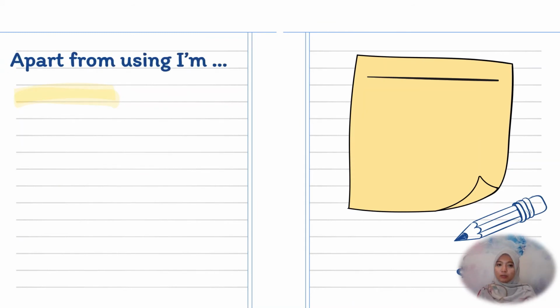Okay, apart from using I'm, if you notice before, our example is all I. Okay, maksudnya kita gunakan semua I. Sebelum ni contoh-contoh yang Ustazah bagi adalah semuanya I. Bermaksud pasal diri sendirilah. So, kalau kita nak bercakap pasal orang lain, what if we don't want to talk about ourselves? We want to talk about anyone else, either our friends or our family. So, we can use subject pronouns. This is what we call subject pronouns.